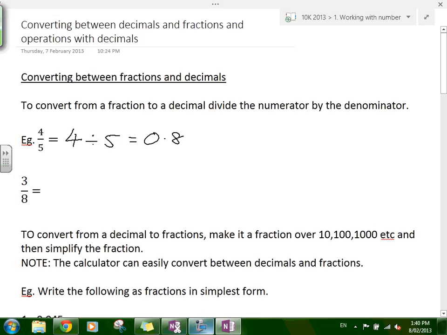Okay. 3 divided by 8. Can someone do that, please? What's 3 divided by 8? 0.375. Thank you. Okay, so that's it. You convert from a fraction to a decimal. Very easy. Okay.